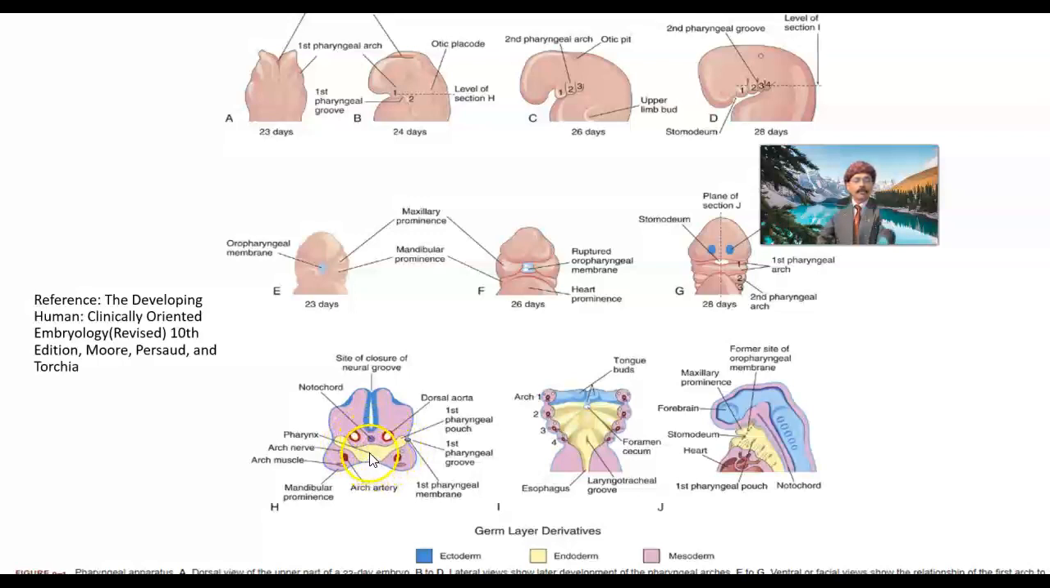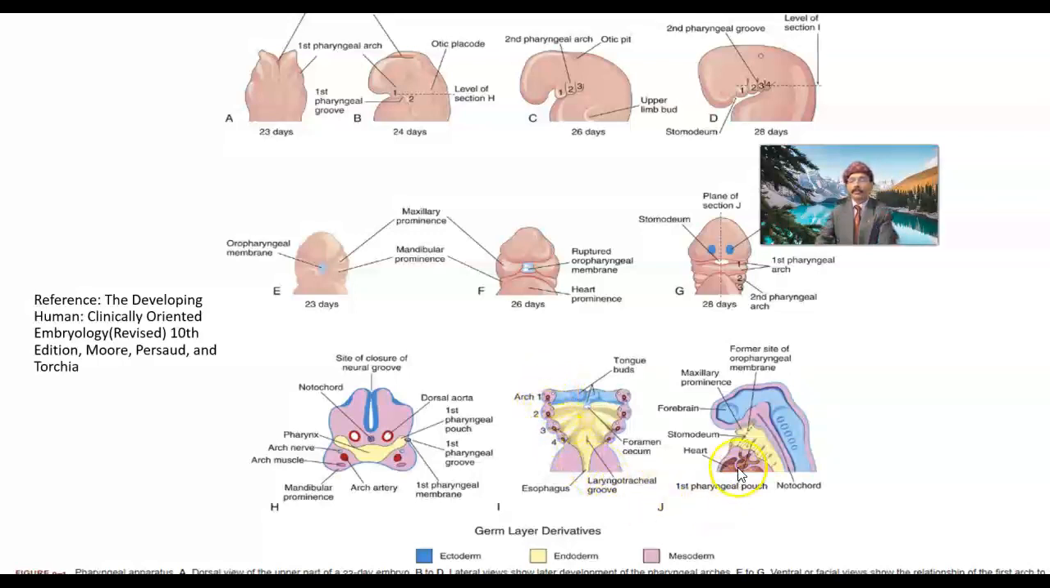Okay, so this is the pharynx. The arch has an artery, muscle, and also cartilage, nerve. So here we're looking at that. This is the arch and this is the groove: pharyngeal groove outside, pharyngeal pouch inside. This is the arch. The arch contains artery, cartilage, nerve, and muscle.